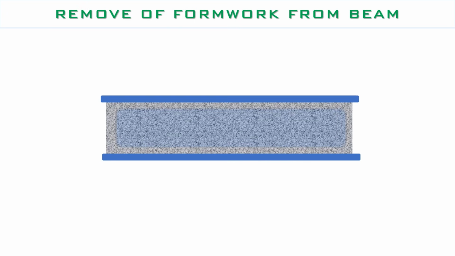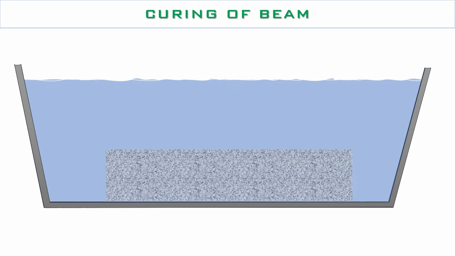After each layer of rodding, tap the beam mold 10 to 15 times. Removal of formwork. The formwork will be removed after 48 hours of molding. Curing of beam. The beam will be cured in a curing tank at a temperature of 23 ± 2 degrees Celsius. Before 24 hours, it will be cured in water saturated with calcium hydroxide.